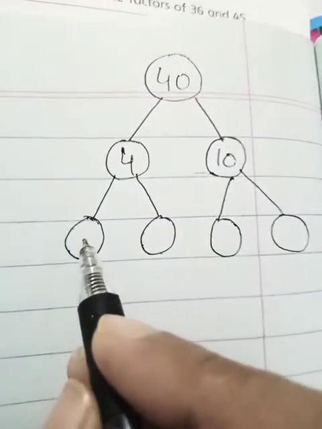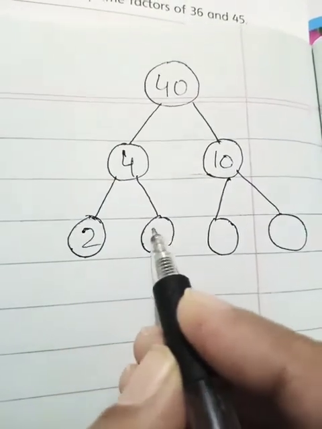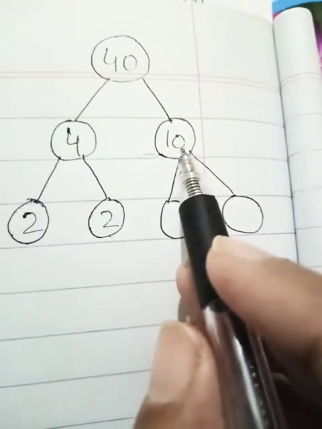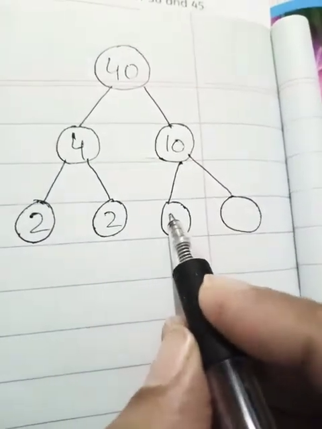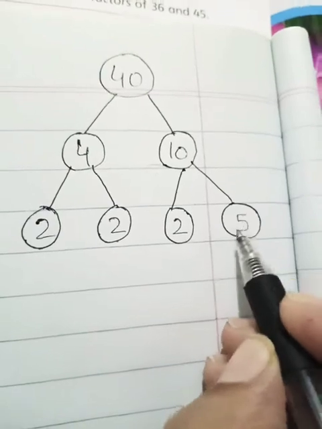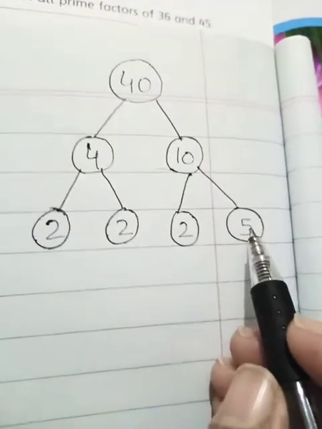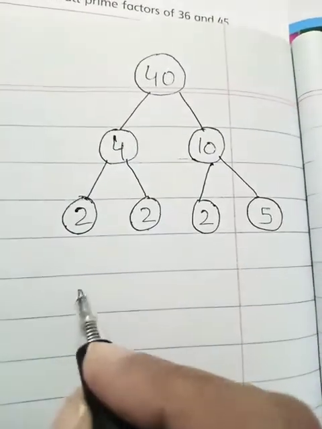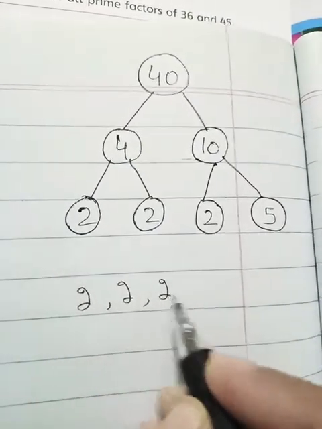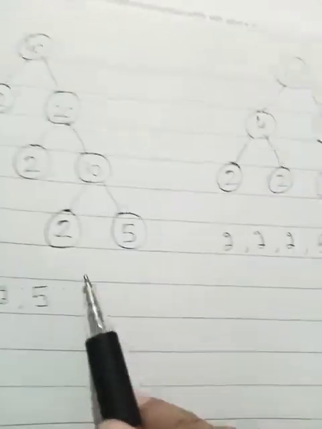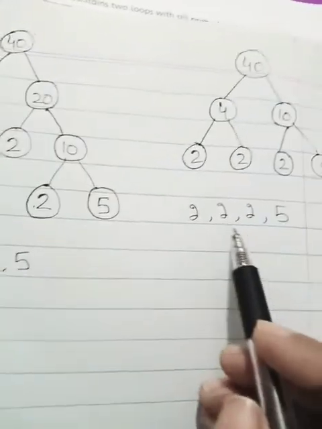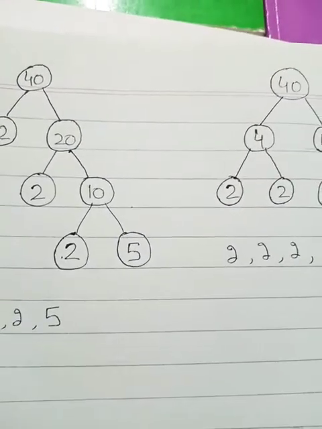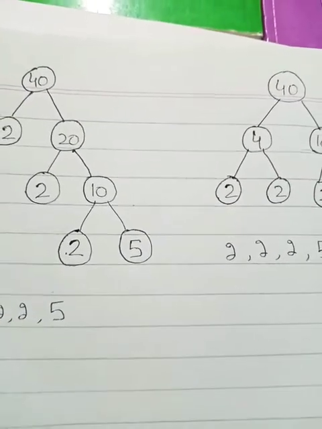4 is an even number, so we will divide it by 2. 2 2s are 4. Now 2 and 2 are prime factors, it means it is stopped here. Come to this part, 10. 10 is an even number, so we will divide it by 2. 2 5s are 10. So 2 and 5 are also prime factors. So here in this case, we have got these prime factors of 40, that is 2, 2, 2 and 5. Say these are the same: 2, 2, 2 and 5, and 2, 2, 2 and 5. Is there any other prime factor tree we can make for 40?